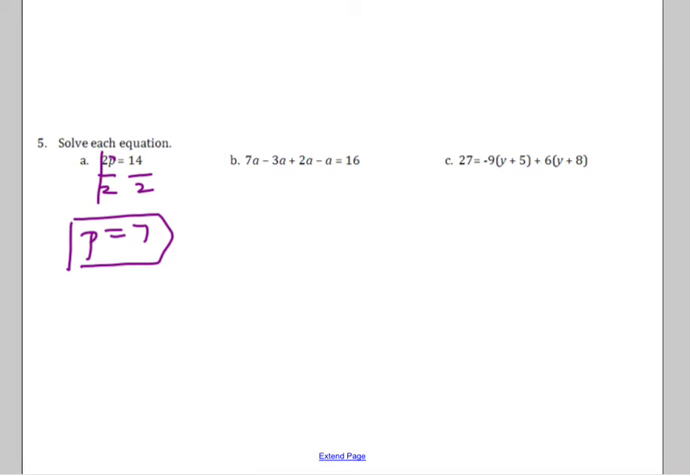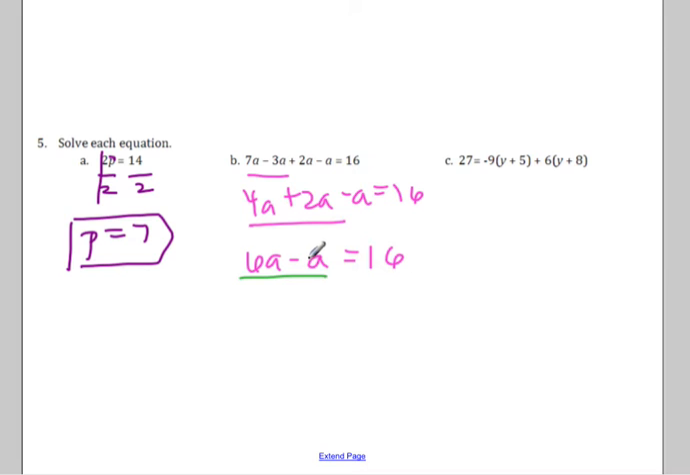All right, example 5b. When I look at this one on my left-hand side, notice how they all have an a. So I'm going to combine those like terms first. 7a minus 3a is really 4a, plus 2a minus a. Then I'm going to just keep combining. 4a plus 2a, that's going to give me 6a minus a equals 16. 6a minus a, well 6 minus 1 is 5a.